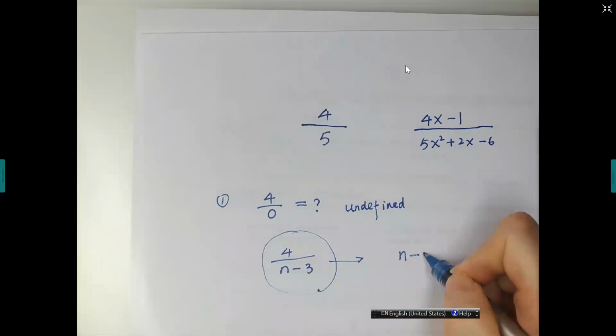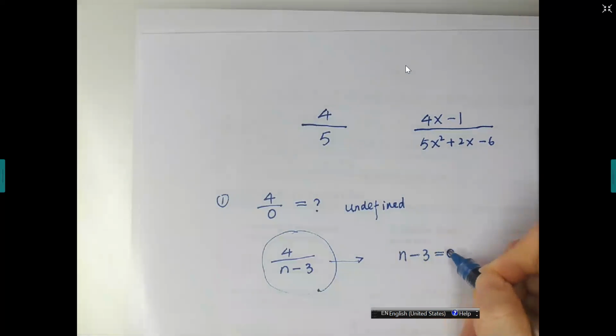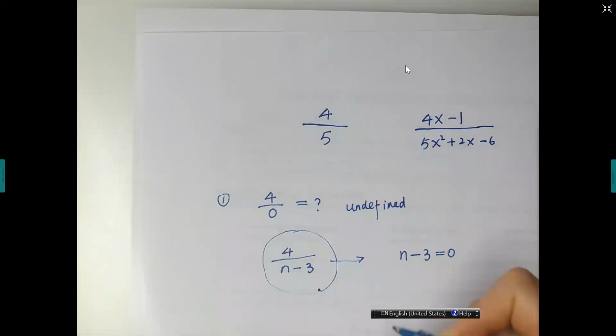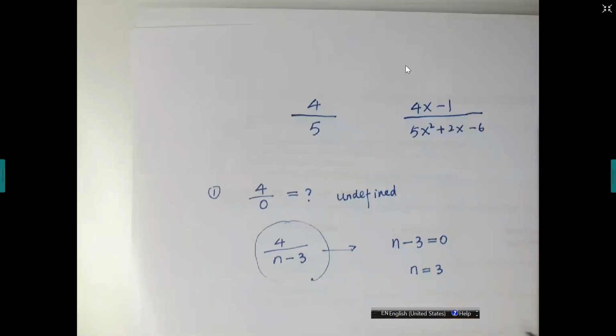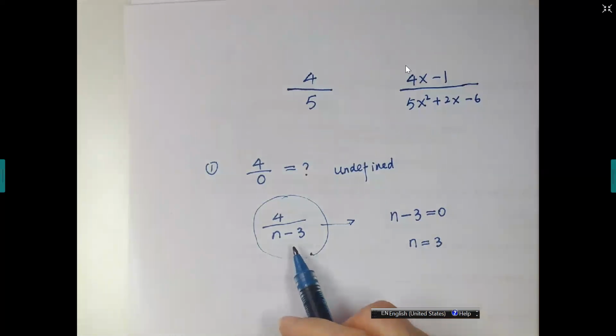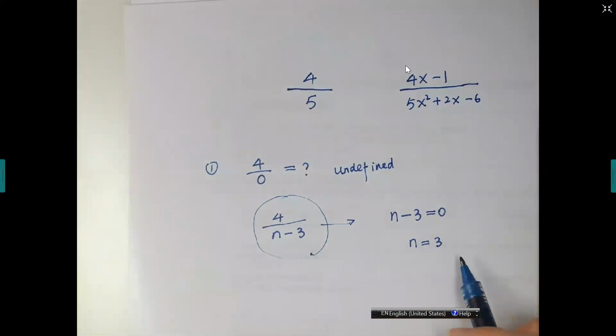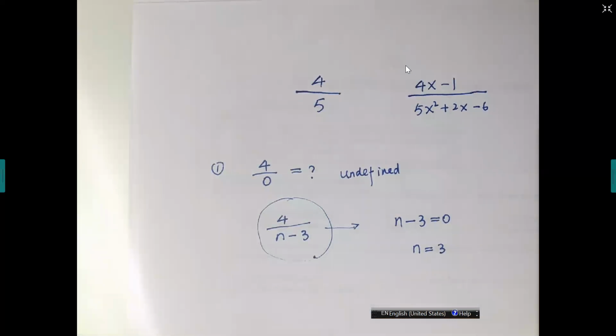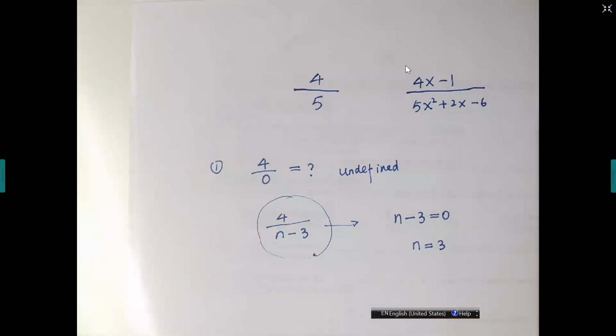So for n, just let the denominator be 0. So n minus 3 equals 0. Can we solve for n? Algebra 1 problem, linear equation. We add 3 on both sides. We got n equals 3. So now we can answer. When n equals 3, this rational expression is undefined. So to solve all those types of problems, we always let the denominator be 0 and then solve for the unknown here.